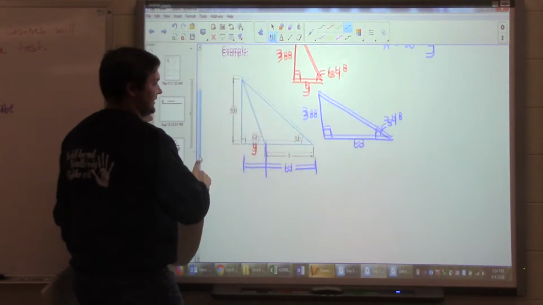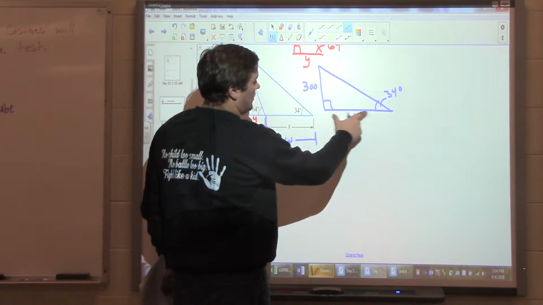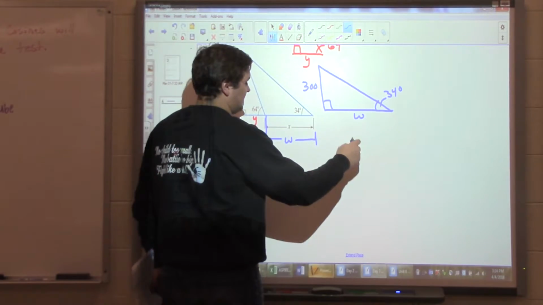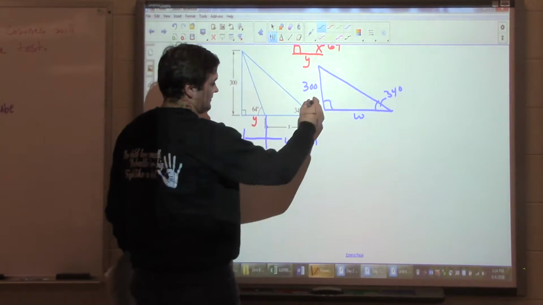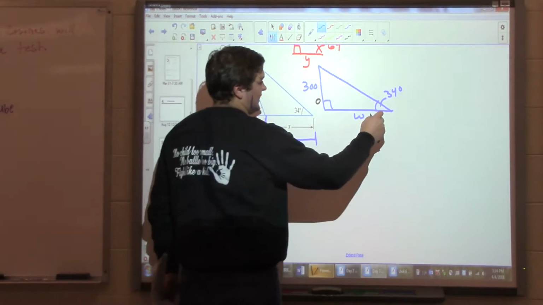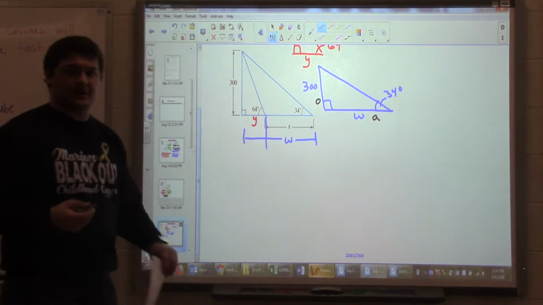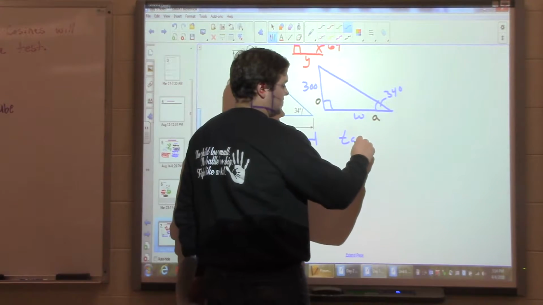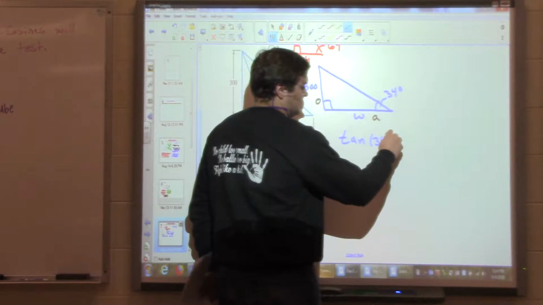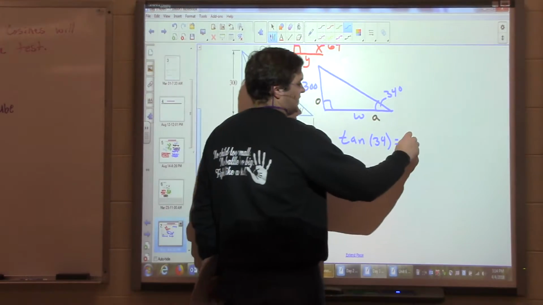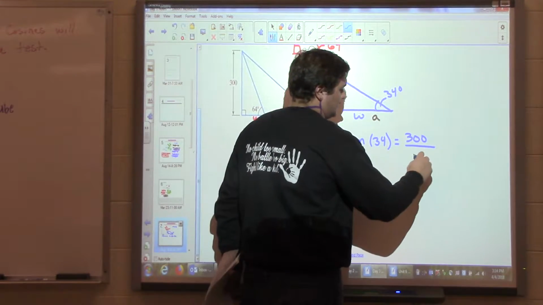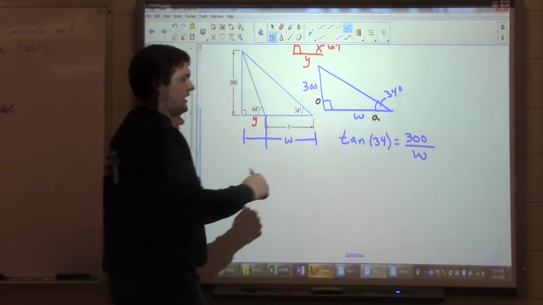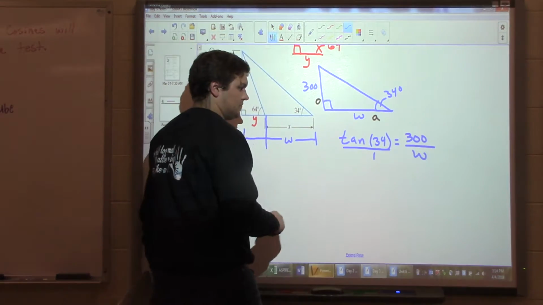So if I look on here, W is the whole bottom of that big triangle. I'm given an angle, I'm given the opposite side of 300, and I want to find the adjacent side, which is W. So opposite and adjacent, I'm using tangent. So tangent of 34 equals opposite 300 over adjacent W. Just like any other trig problem we've done now, put this over 1, cross multiply.